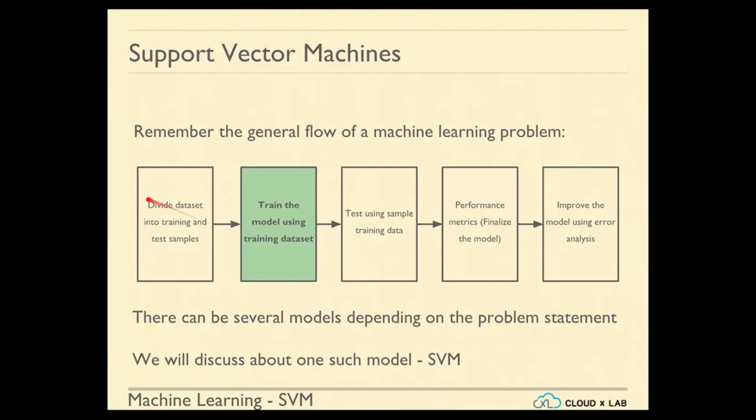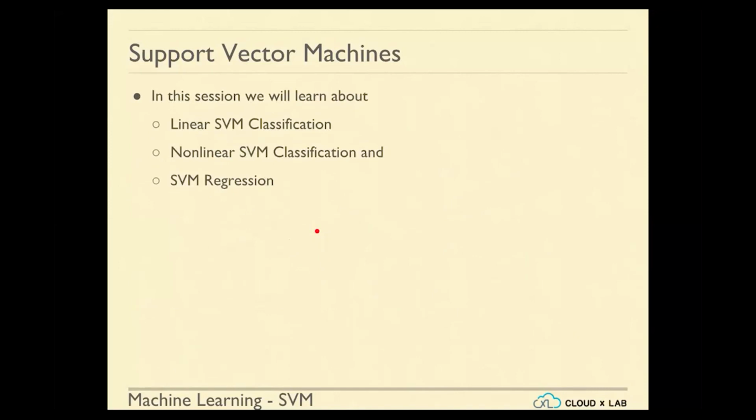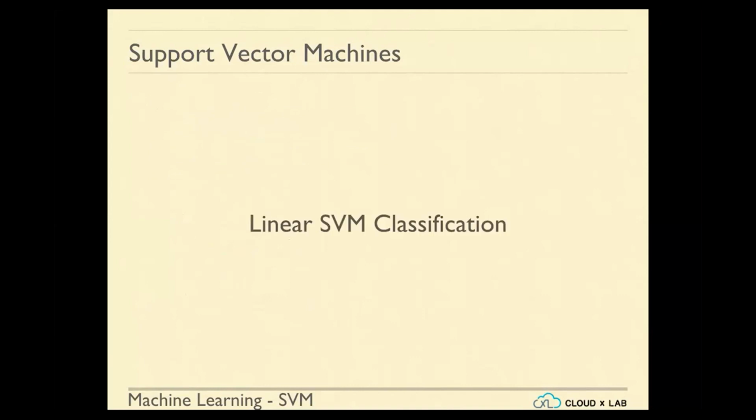optimization problems, right? So support vector machine is a very powerful and versatile model capable of performing linear and nonlinear classification, regression, and outlier detection. It is well suited for small or medium-sized datasets. In this session, we will learn about linear SVM classification, nonlinear SVM classification, and SVM regression, right? So first of all, we will start with the SVM classification.